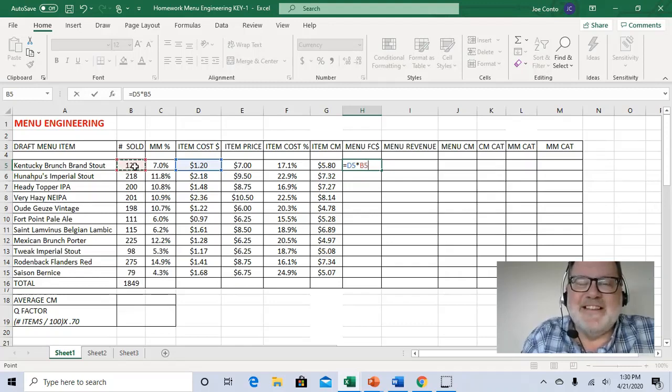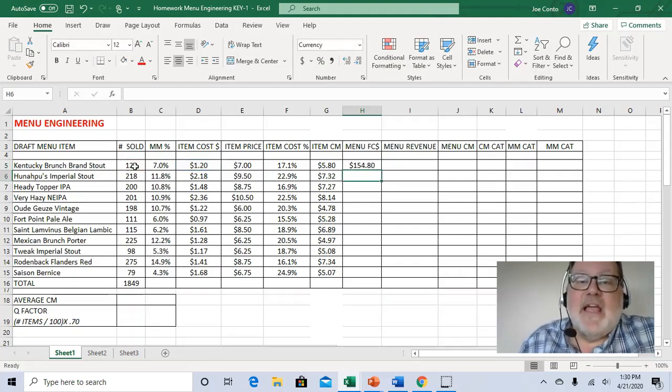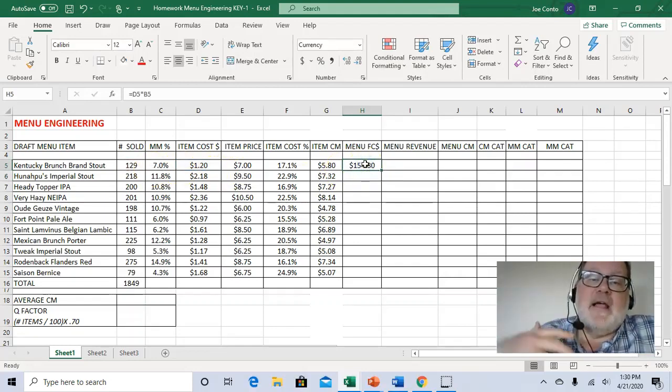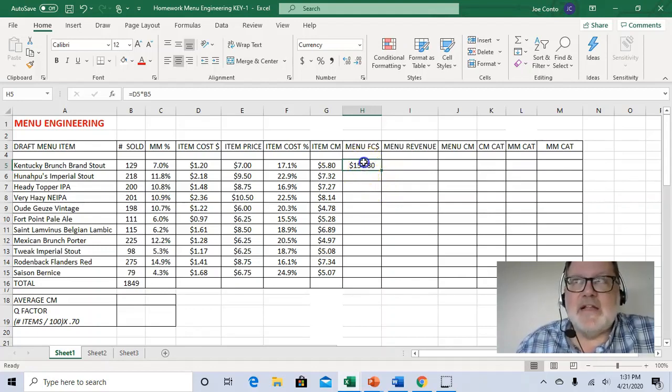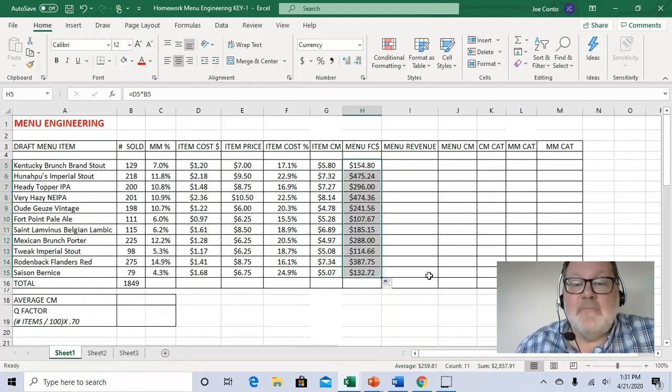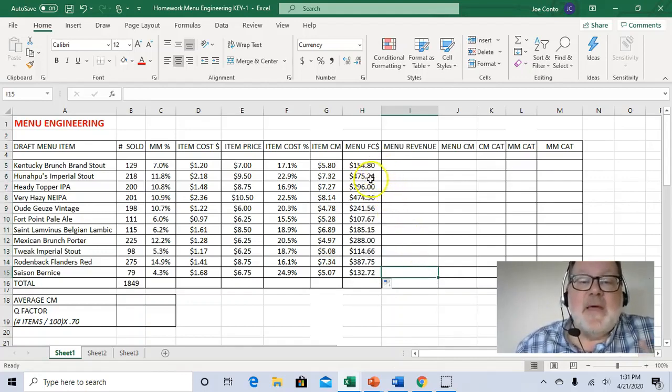If it's $1.20 to make one stout, how much did it cost me to make all the stouts? In this case, 129. And this is saying that I spent $154.80 on the product itself for stout, right? So I'm extrapolating it. It's not just how much it costs for one. I'm extrapolating it based on the popularity of that item as well, how much I sold of each. And I would just drag that down again. And then I would see that I spend a lot more on, obviously, the second stout than I do on the first. First of all, because it costs more per, but also I sold significantly more of the second one than I did of the first one.